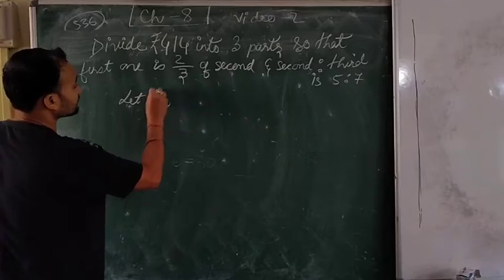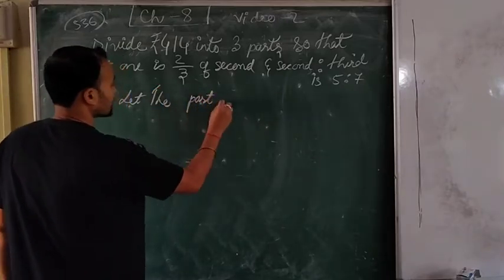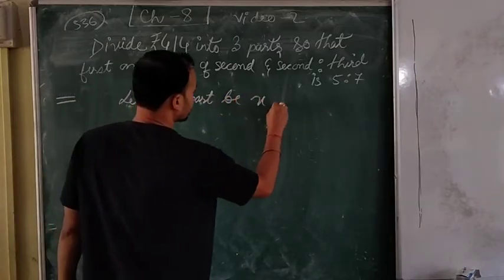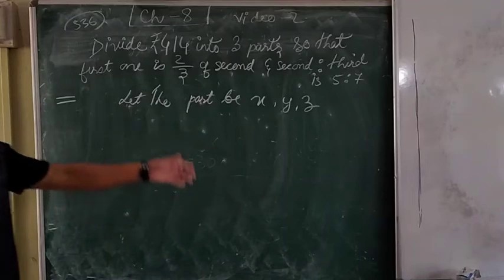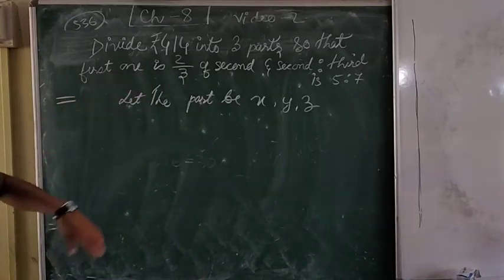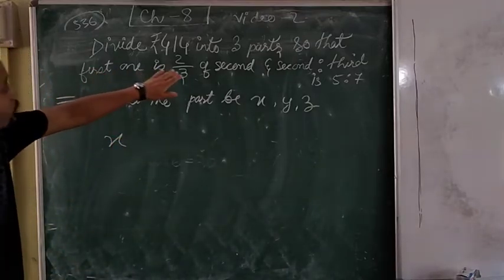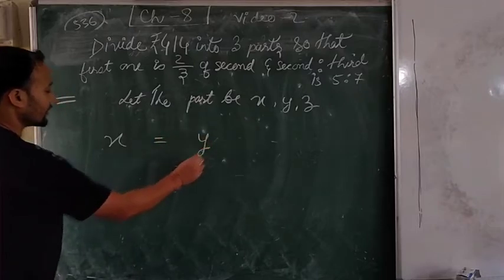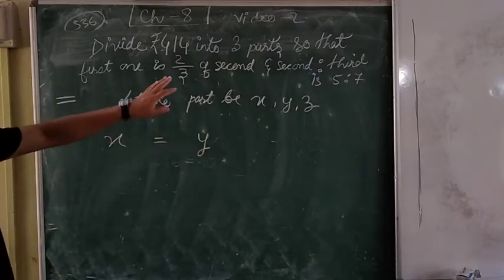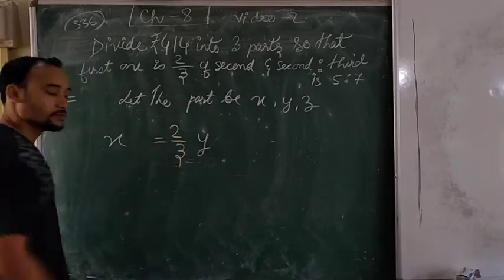Let the parts be X, Y, Z. Certain conditions are given. The first one is X. The first one is 2/3 of the second. Which one is the second? The second one is Y. First one is 2/3 of the second. Yes, 2/3 of the second is the first one.